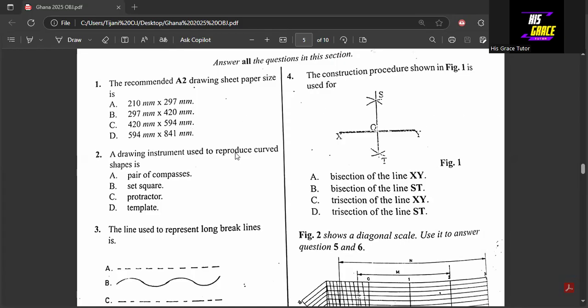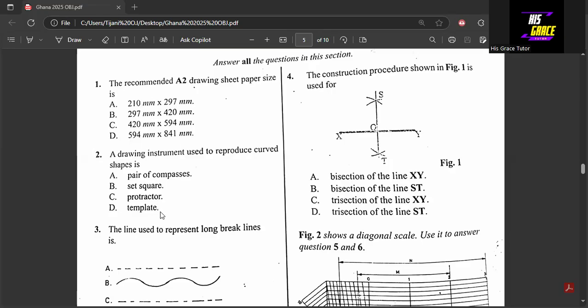Then question 2, a drawing instrument used to produce curved shapes is, so make use of a pair of compasses. And then I'm looking at templates. So templates, okay, so we take templates in this case.